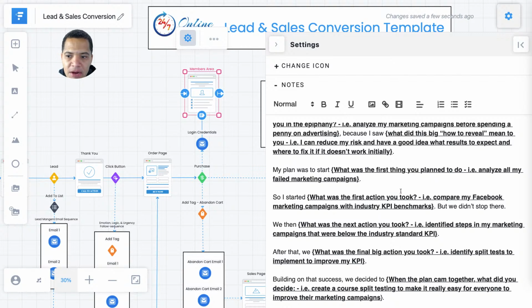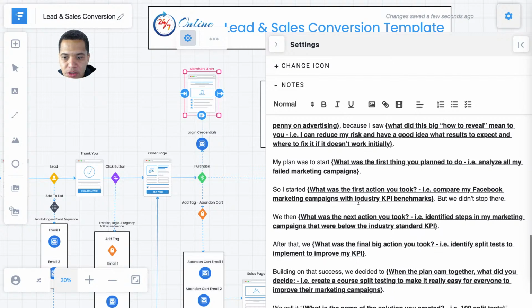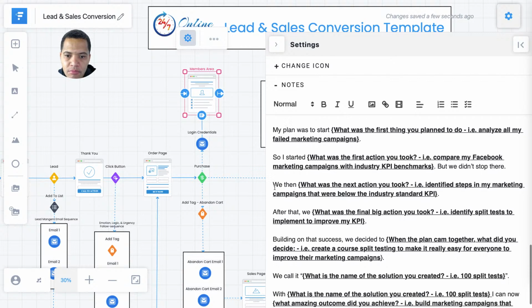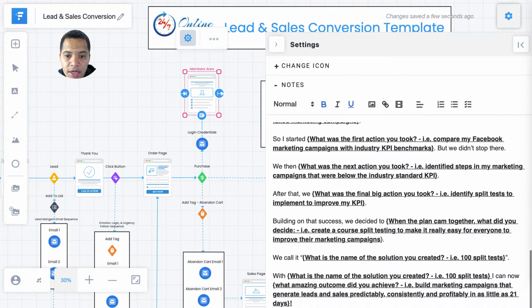All right. So I started comparing and analyzing my campaigns with the KPI benchmarks. The next action I took was to identify the steps in my marketing campaign that were below the industry standard KPI. After that, I identified split tests to implement to improve my KPI.